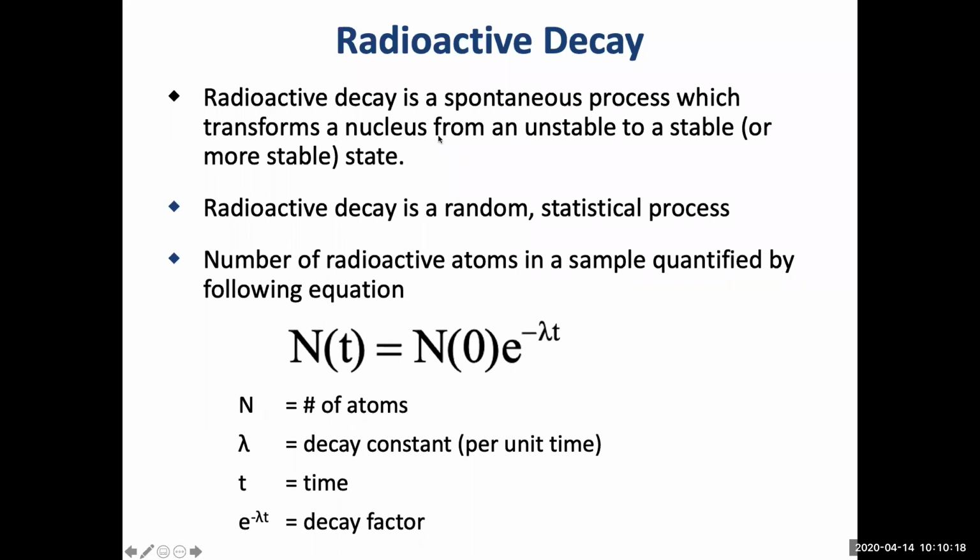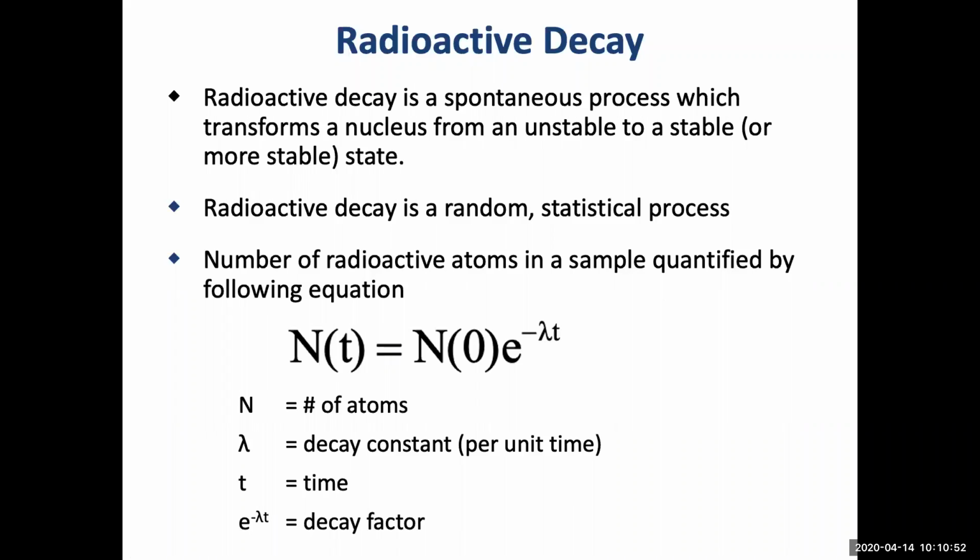Radioactive decay is a spontaneous process which transforms a nucleus from an unstable state to a stable or more stable one, not necessarily stable, but more stable than the parent. Radioactive decay is a random statistical process. That is, there is no way to predict with certainty the exact moment at which an unstable nucleus will undergo its radioactive transformation into another more stable nucleus. It is a random process.